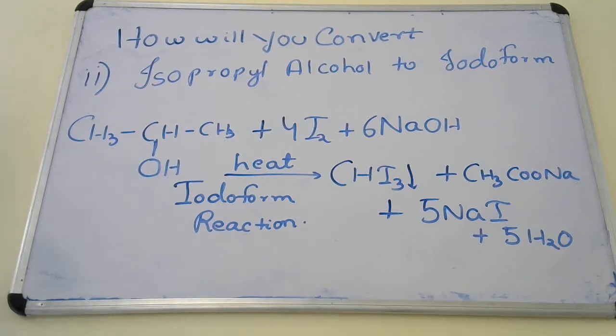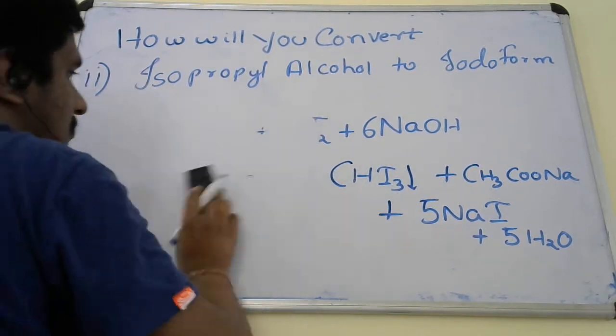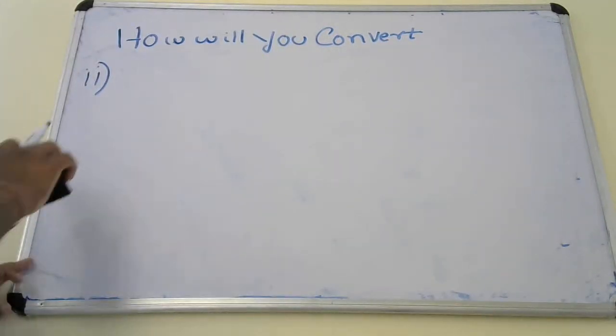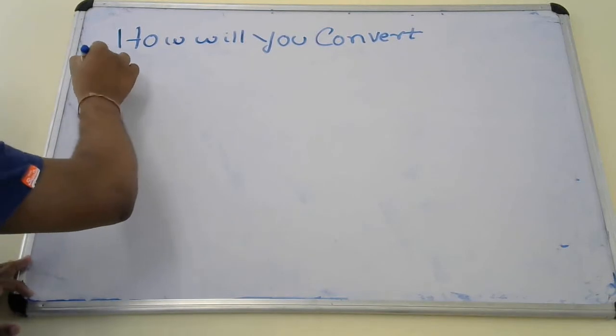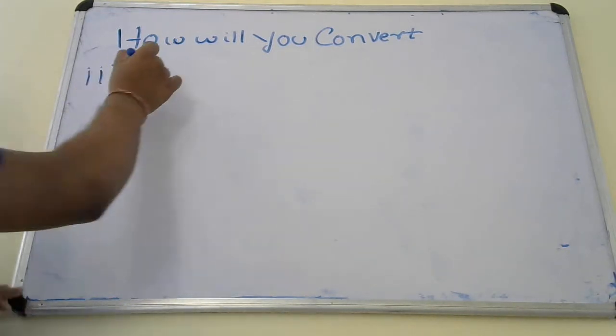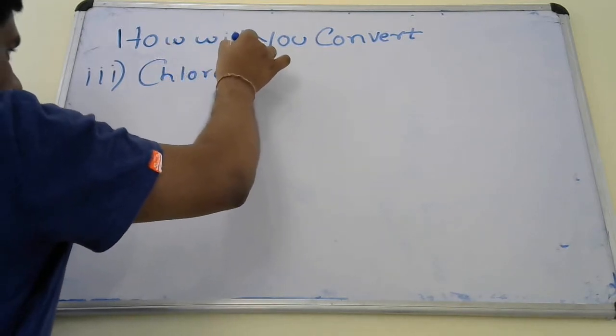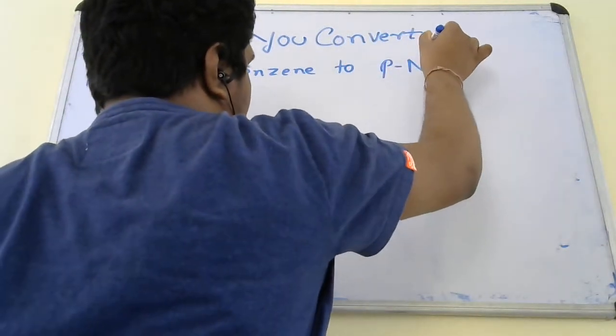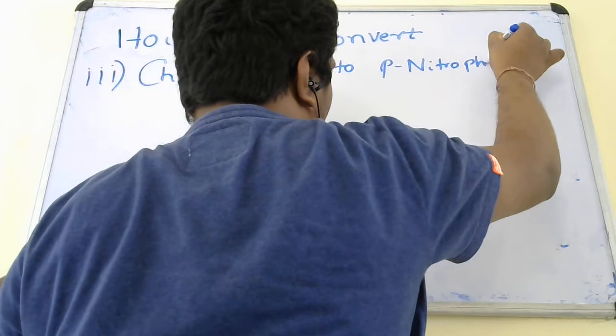Now let us see another type of interconversion: chlorobenzene to p-nitrophenol.